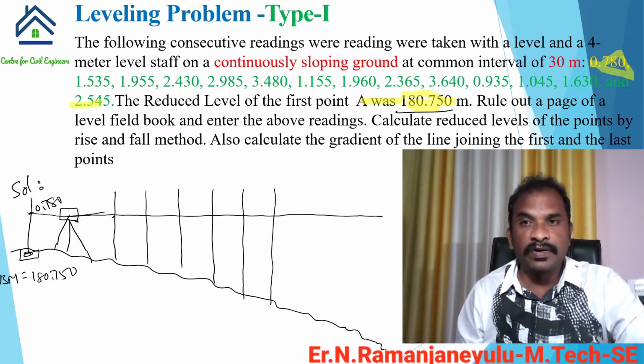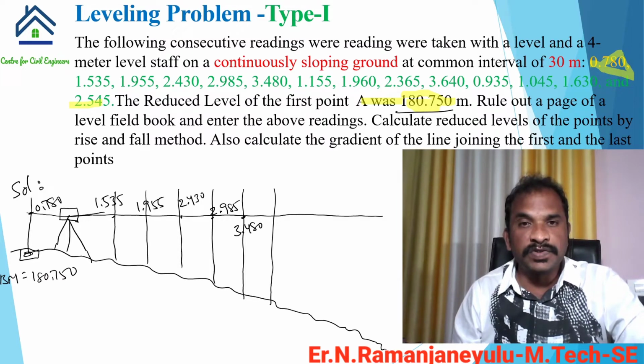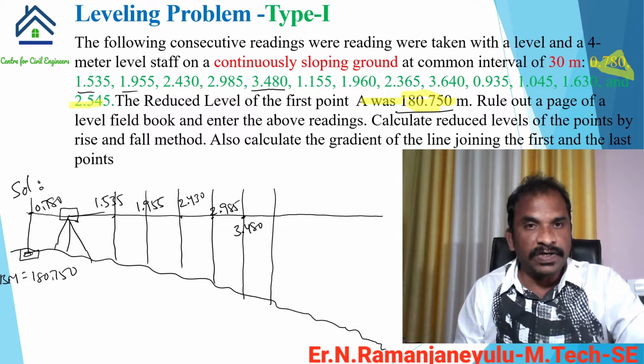This reading is 1.535, and this one is 1.955, and 2.430, and this one is 2.985, and this one is 3.480. If you observe all these values up to here, all the values are increased gradually. After this value 3.480, suddenly the value changes from this value to this value. See, this is a lesser value.